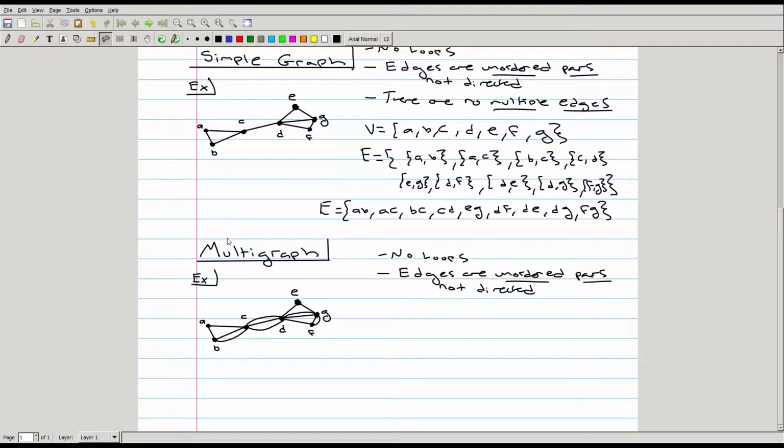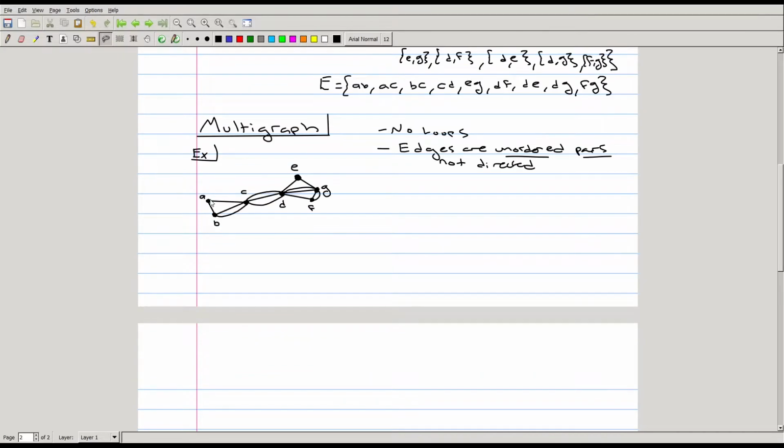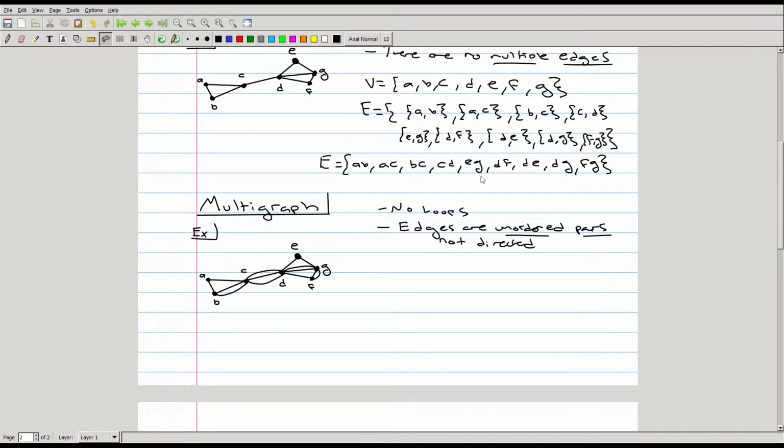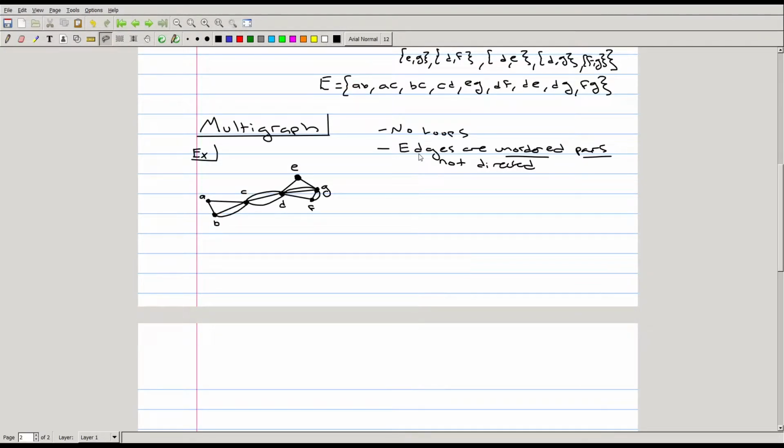But so the edge set for a multigraph, as you might expect, is described in a very similar way, but now the edge set is a multiset, where we allow the elements to have multiplicities. So the edge set in this case is going to be this example.